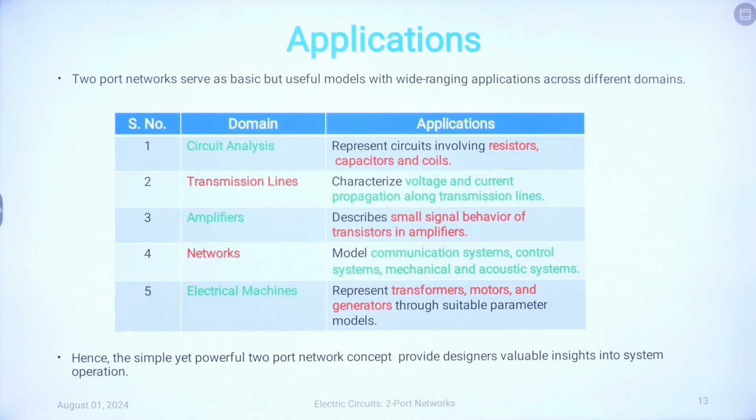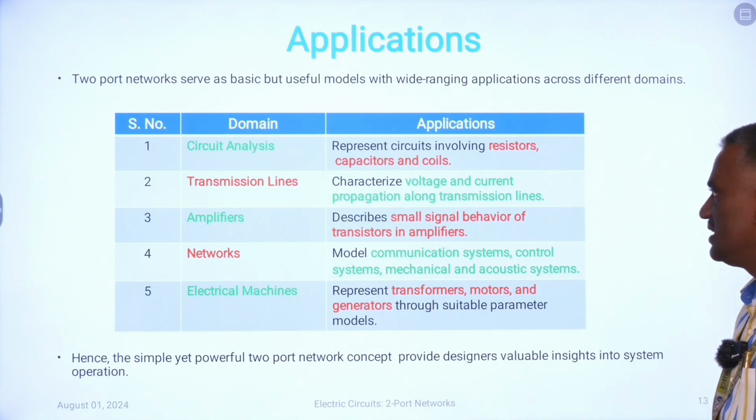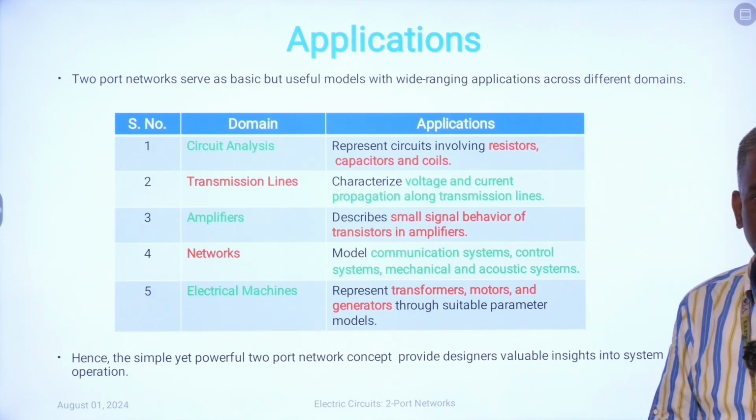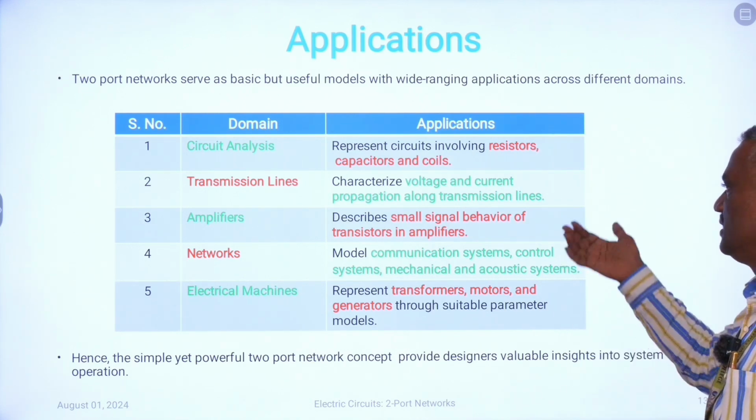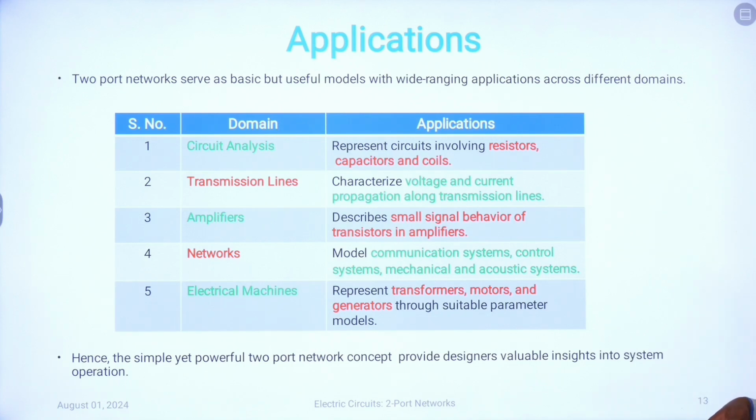So, applications. Applications are very important. First, it is used in circuit analysis. I told you in the very beginning itself, all passive elements, that is resistors, capacitors, and inductors. For representation of all these things, I will be using my network. Then in transmission lines, I can characterize the propagation of voltage and current along the transmission lines.